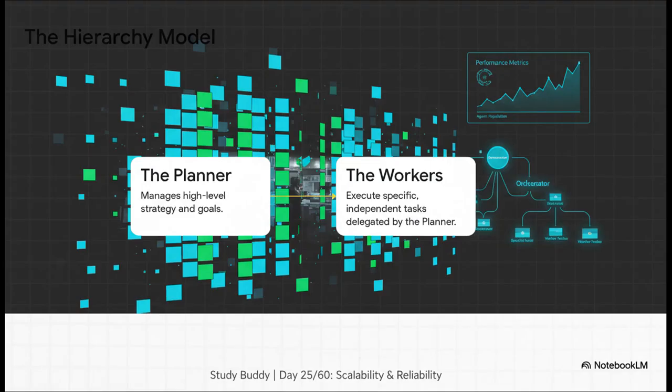Now, the most effective structure is usually a pretty simple hierarchy. At the very top, you have a planner agent. Its only job is to look at the big picture, figure out the strategy, and set the goals. Then it delegates specific, independent tasks down to an army of worker agents who can just focus on getting their one job done perfectly. Simple and clean.